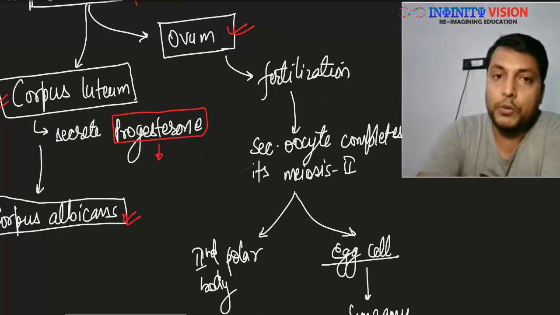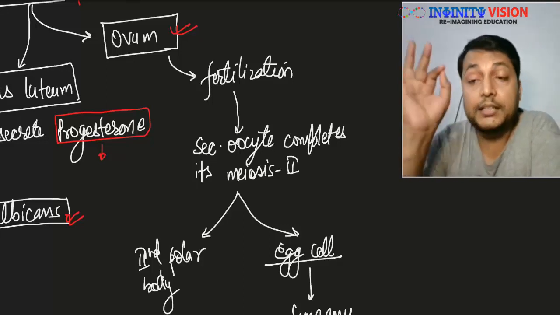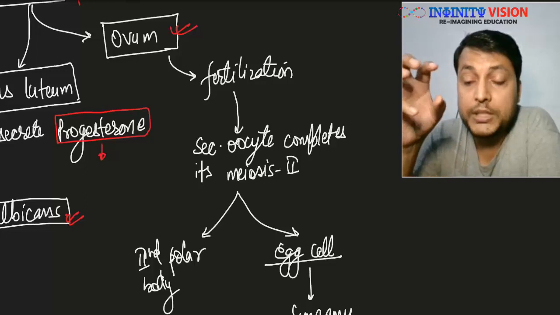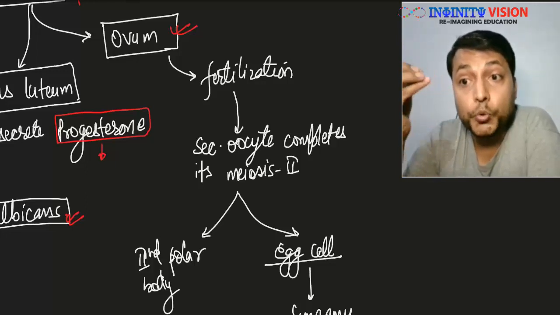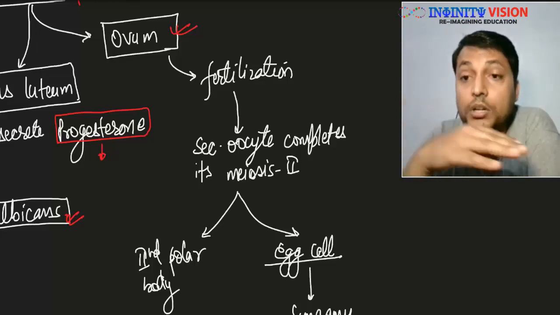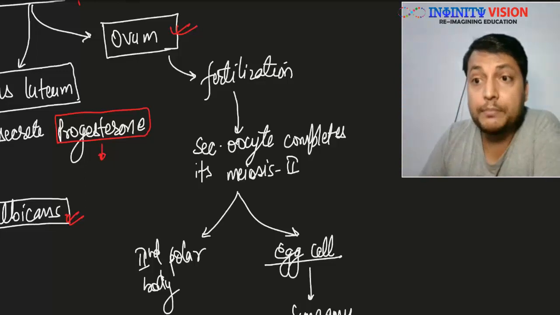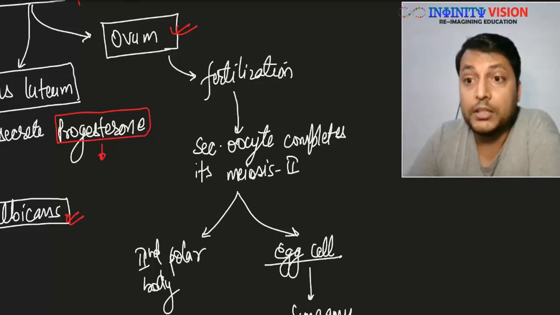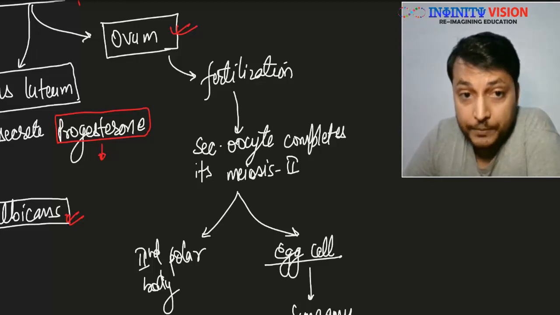Okay, now what will happen with the ovum? The ovum, which has been released, contains the secondary oocyte, and remember, the secondary oocyte is still in prophase 2 stage. It has not completed its meiosis 2, right? Why has it not completed? Because it does not have a centriole, and without a centriole it cannot do the segregation of chromosomes. Metaphase will not be completed, right?